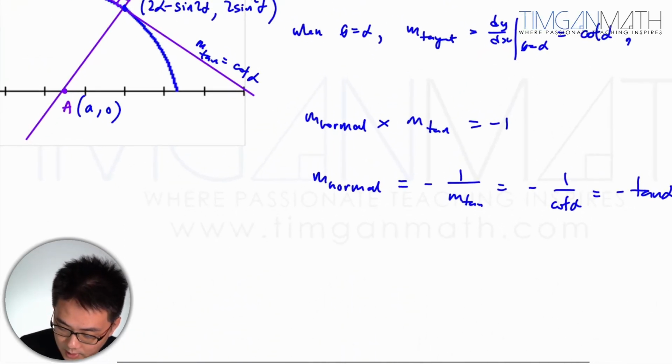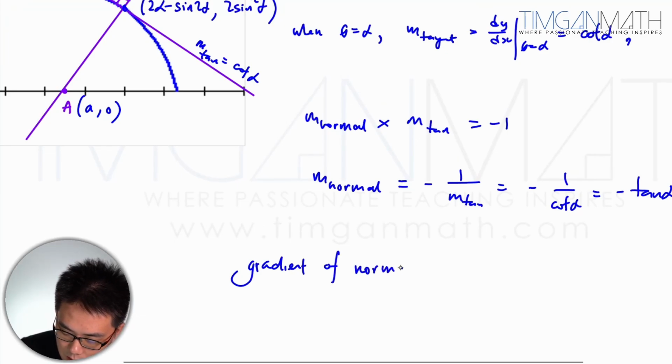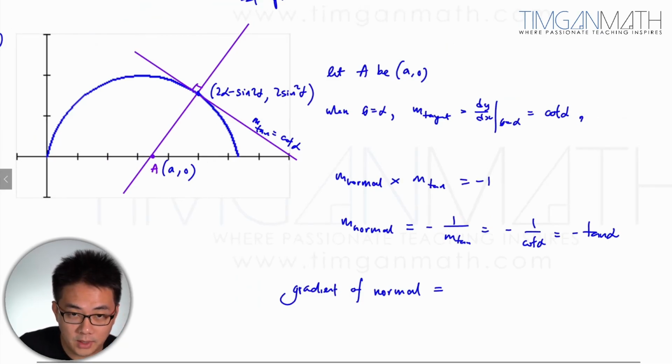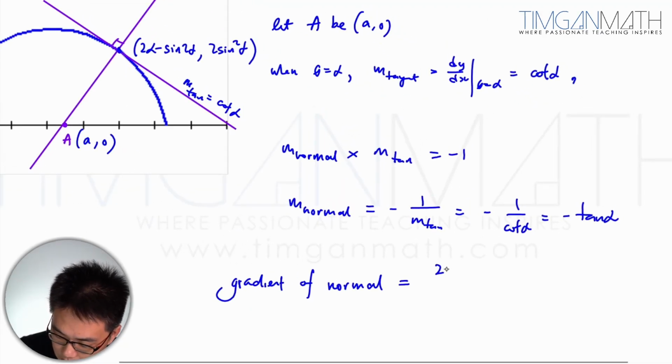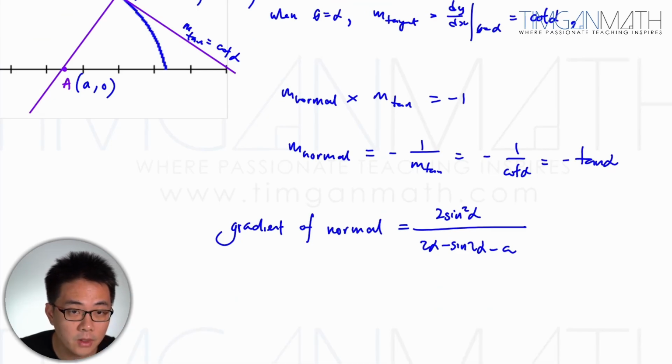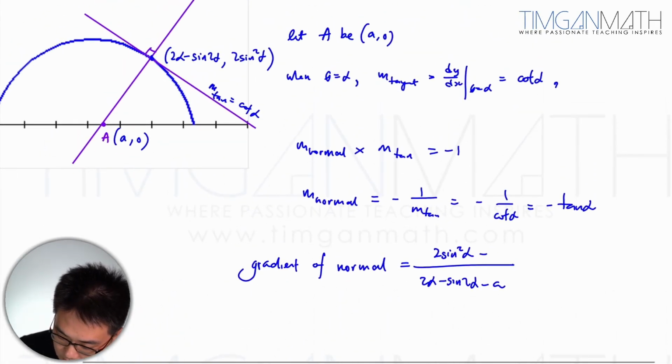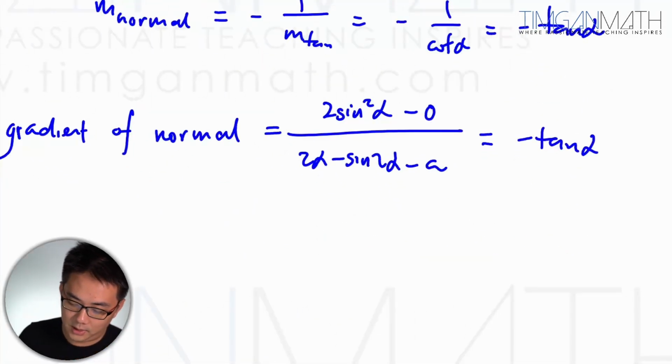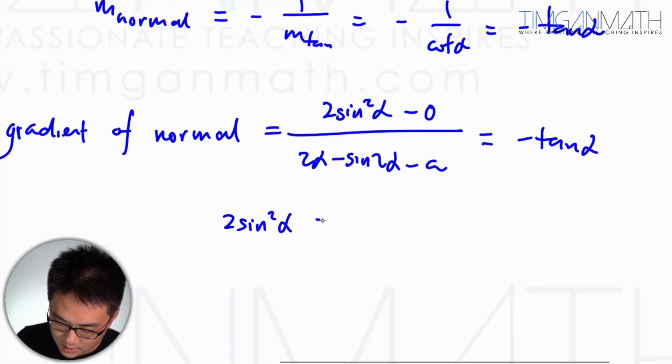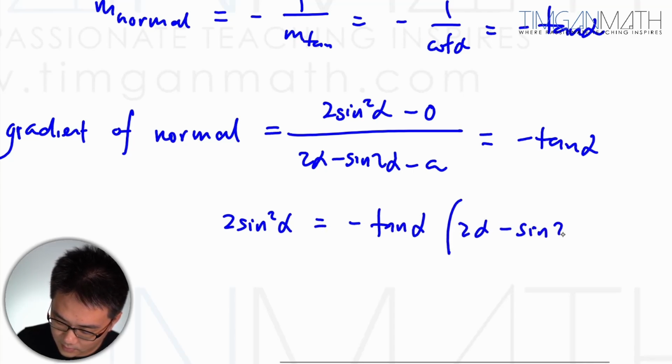So the gradient of the normal would be y1 minus y2 over x1 minus x2. So I'm just going to put 2 sine square alpha over 2 alpha minus sine 2 alpha minus a. And I want to find a. Okay, a is what I want to find. So this equals negative tangent alpha. Oh, it looks like a handful, right? But just chill. It's negative tangent alpha equals 2 sine square alpha over 2 alpha minus sine 2 alpha minus a.